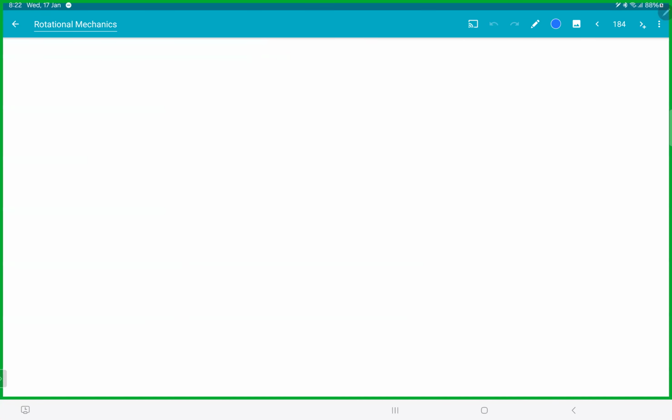The major problem that I see, right? People find angular momentum complex because, first of all, they don't know how to calculate. So we will first work on calculation, then we'll go for conservation. So we will just do the introduction today.